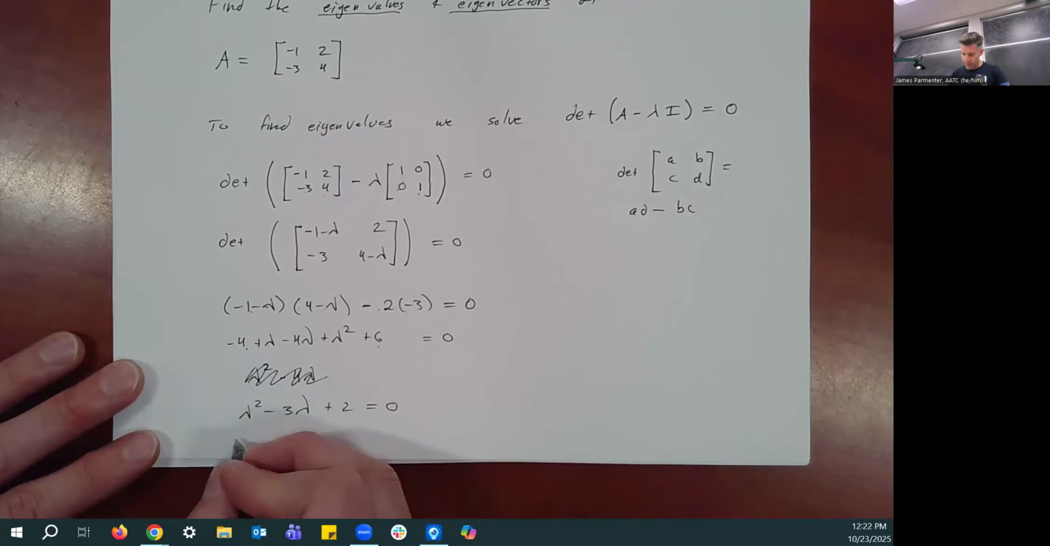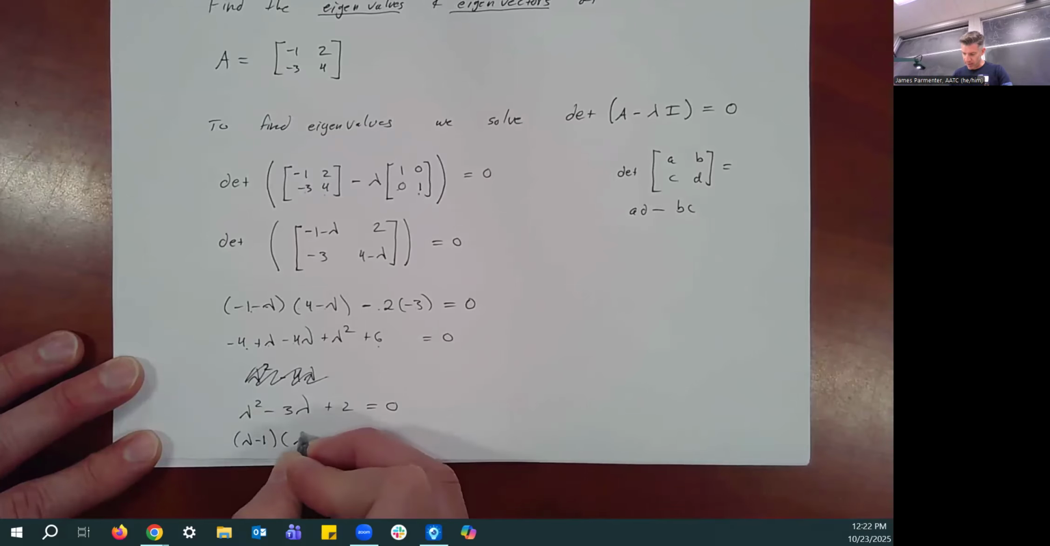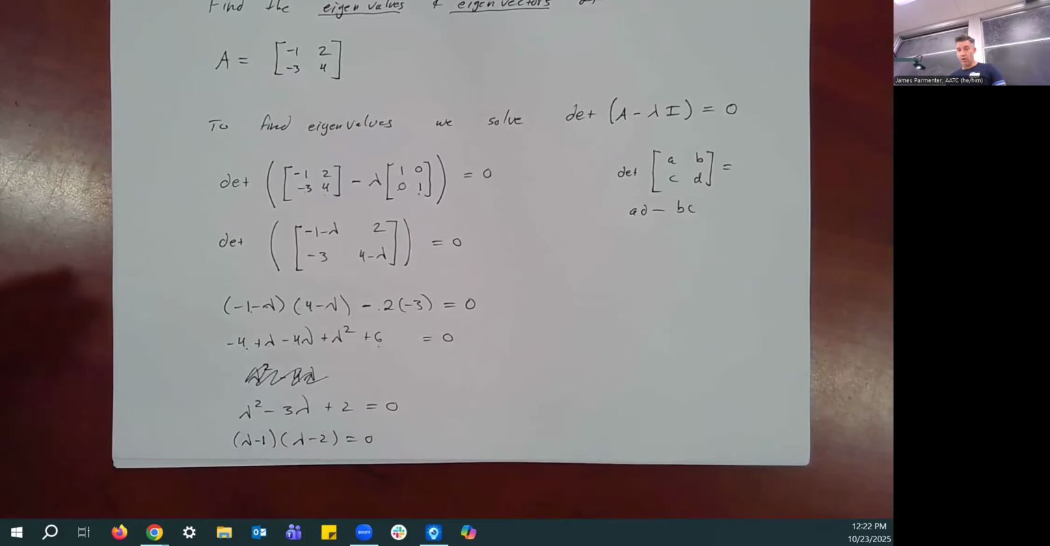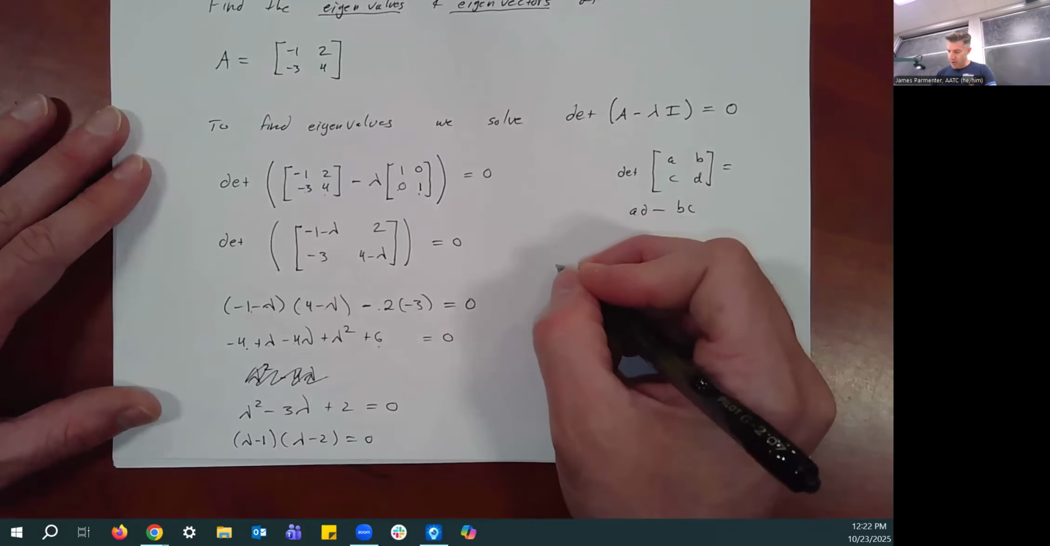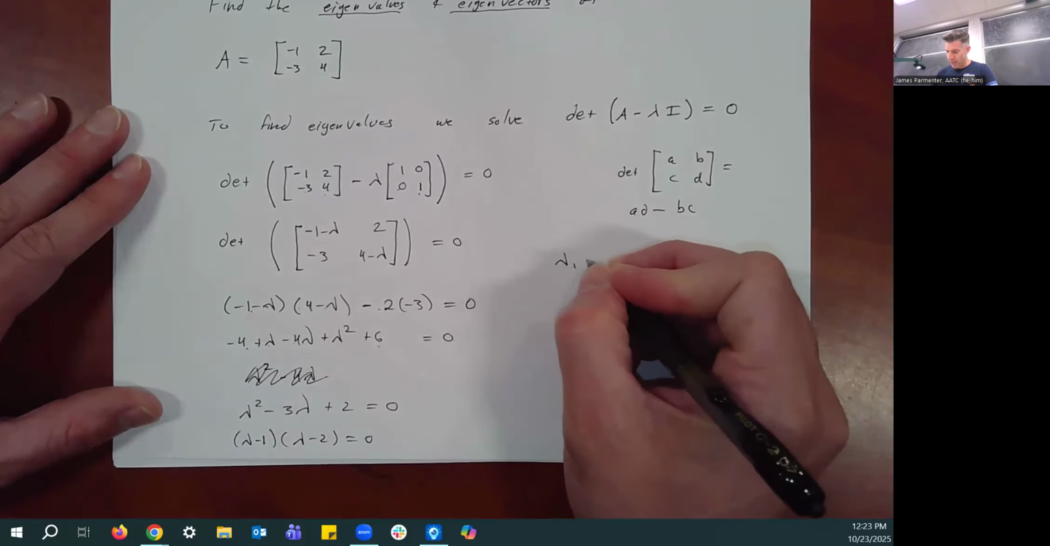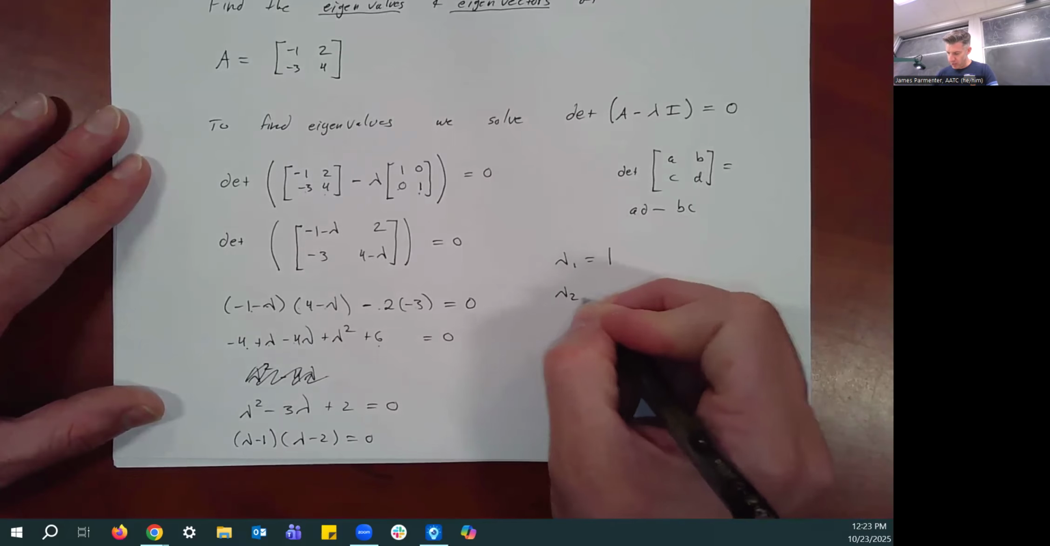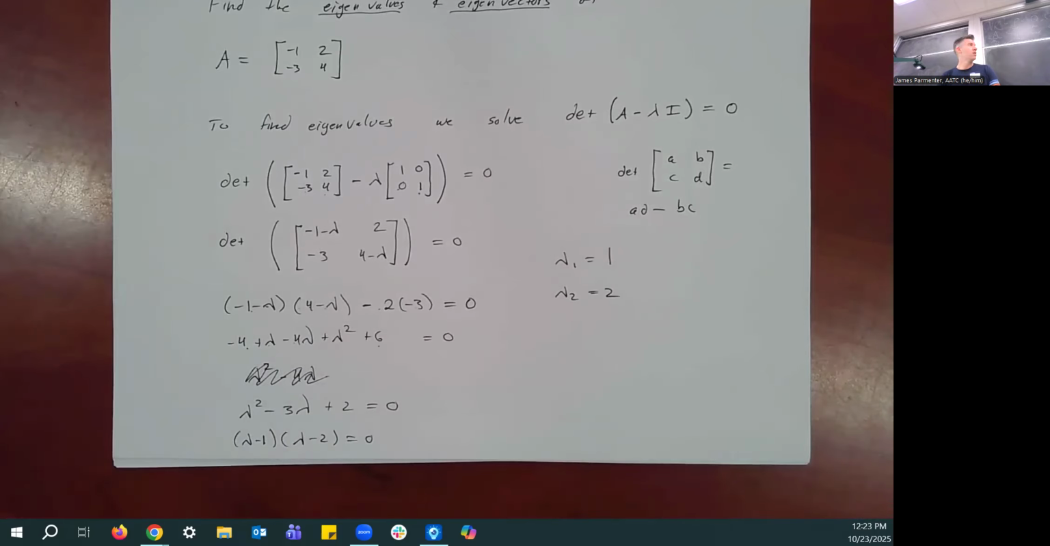Here are the factors. You're going to get lambda minus 1 times lambda minus 2 equal to 0. So our eigenvalues are lambda 1 equal to 1 and lambda 2 equal to 2. Usually we do give our eigenvalues separate names, like we call one of them lambda 1 and one of them lambda 2, just so we can distinguish which eigenvalue goes with which eigenvector.